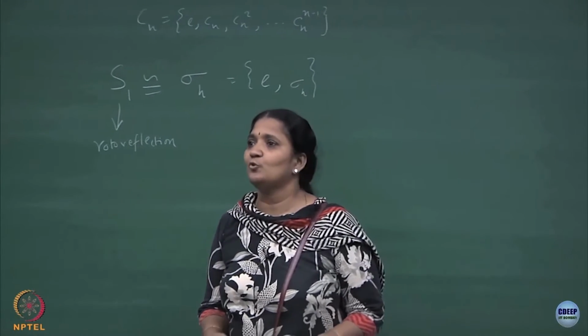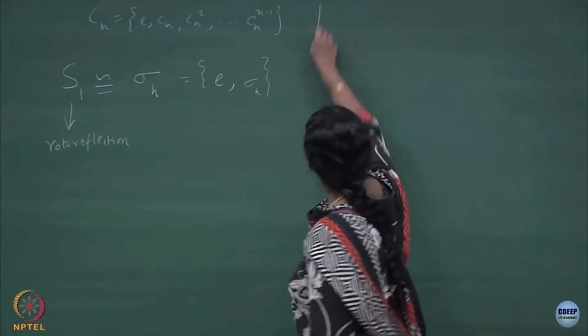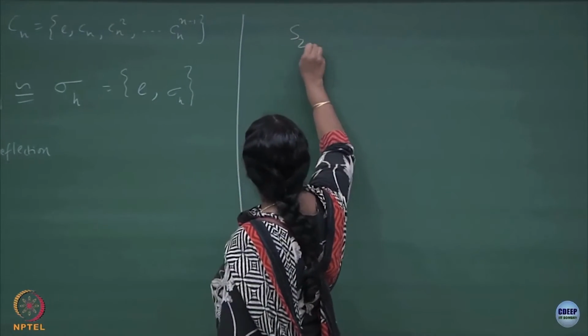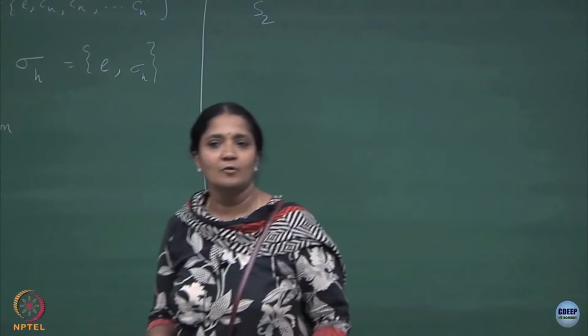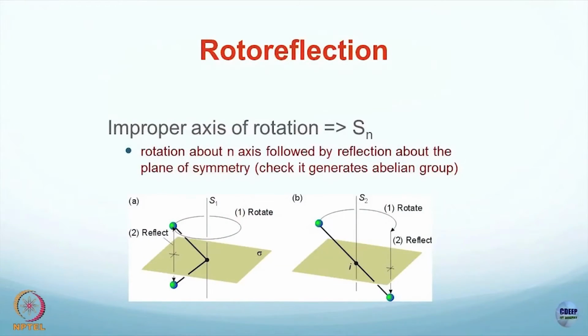So, let us look at S2. What happens to S2? For S2, you have to do a rotation by 2 pi by 2, which is a 180 degree rotation. You take this atom, do a 180 degree rotation, but that is not the rotor reflection. You have to do a reflection about this plane and you get this point. Is it clear to you from the picture? So, this is nothing but your inversion group.